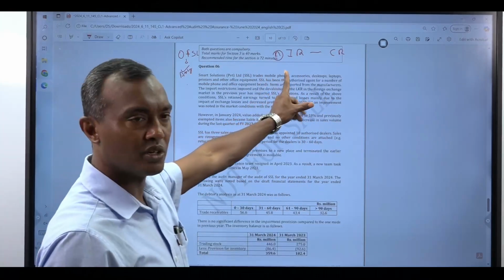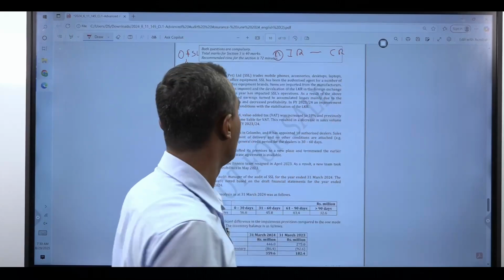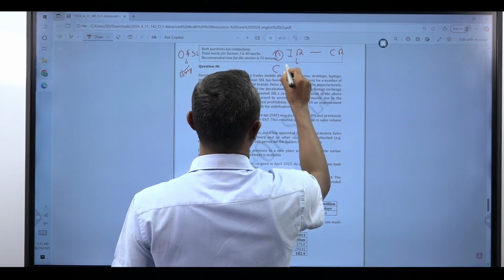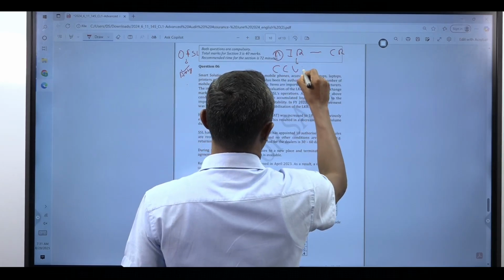Method specific. Which assertion, the revenue cut-off. The IR, if you want to break it down further, I explained to you, 2 COMS, CC, UMS.